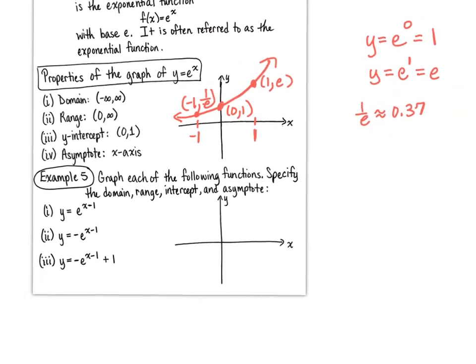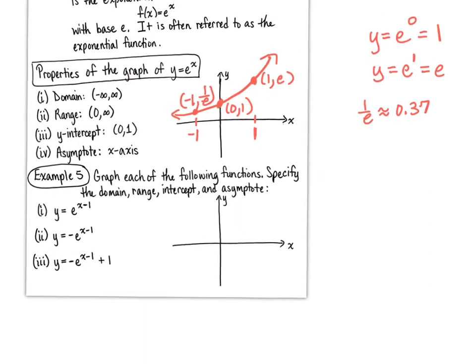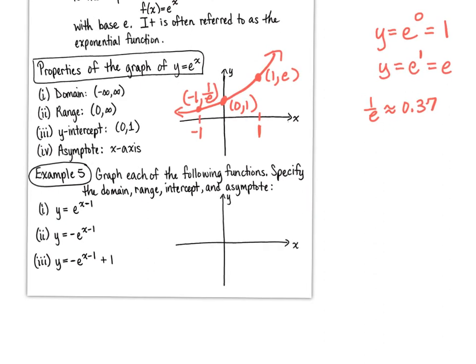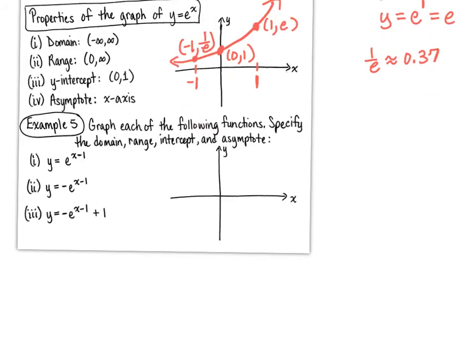We're going to graph each of the following functions, and like we did on the previous page, in example 4, what we're going to do is specify the domain, the range, the intercept, and the asymptote. Would you like a minute to try it? All right, let's go for it. So in part 1, you have y equals e raised to the x minus 1. We need to specify the domain, the range, the y-intercept, and the asymptote.